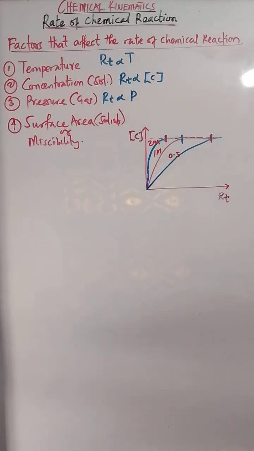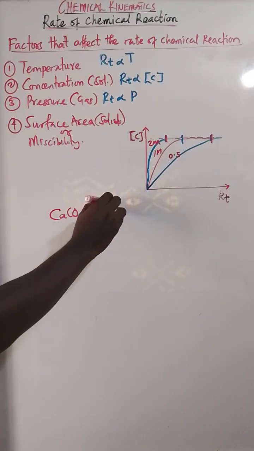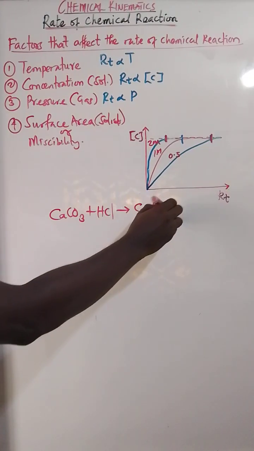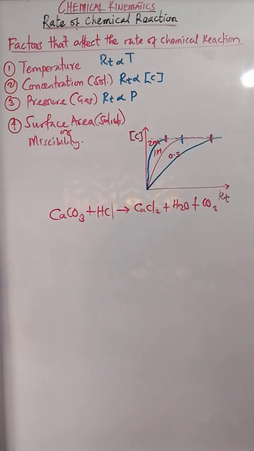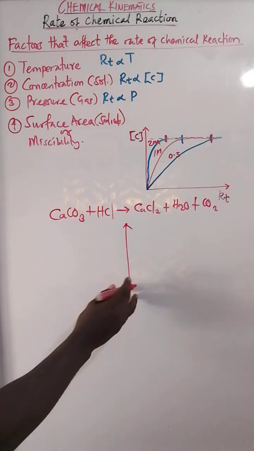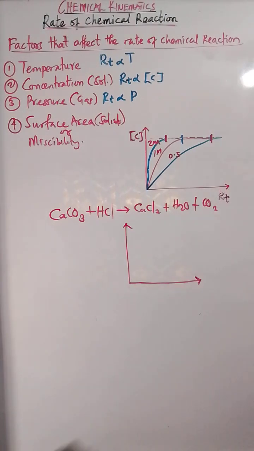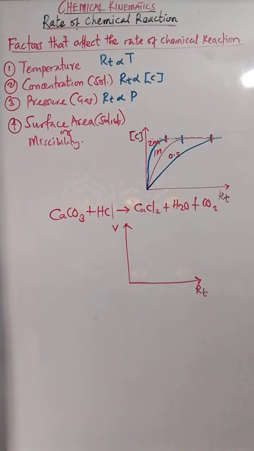Now, let us consider the reaction between marble or limestone with hydrochloric acid. For this particular one, we'll be having calcium chloride, water, and CO2. So CO2 will be given out. So if we are to show the relationship or how fast CO2 is evolved in two cases, we want to know the rate at which CO2 is formed.